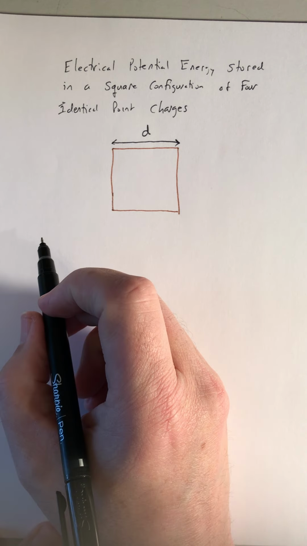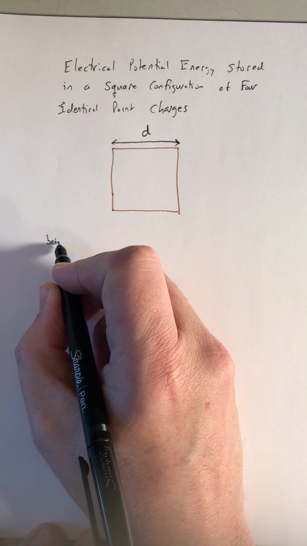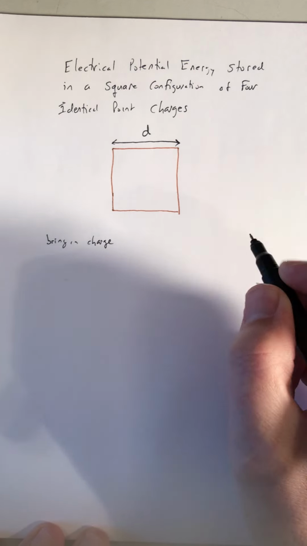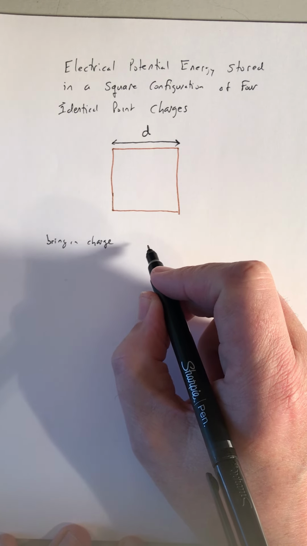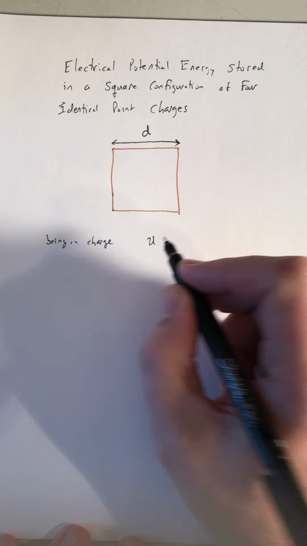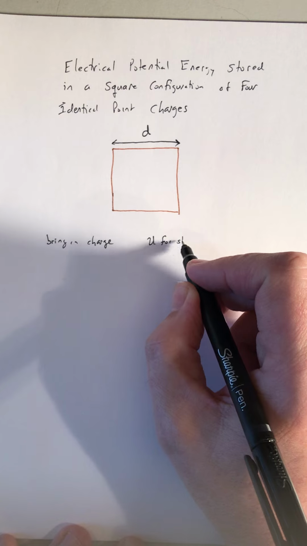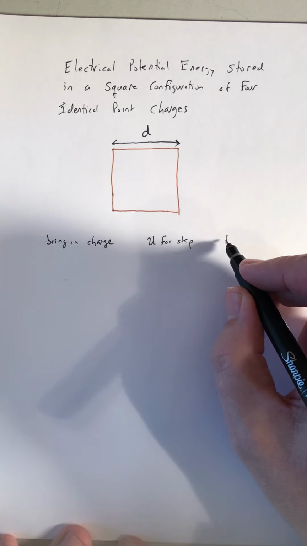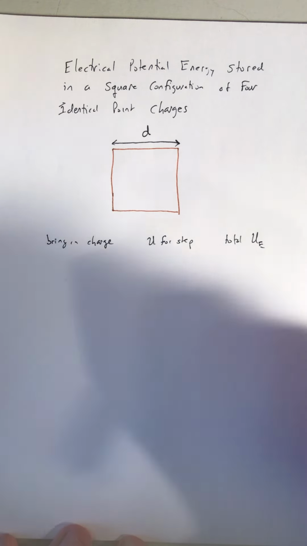So we make a little table for what we're going to do. Bring in charge, and electrical potential energy for that step, and total electrical potential energy.